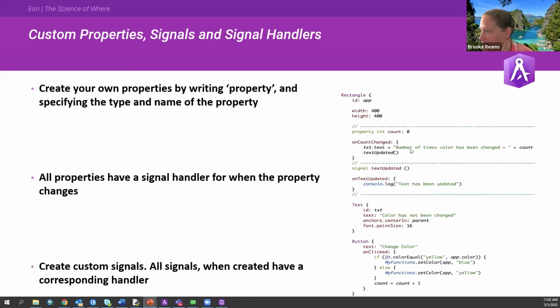And then you can also have signals. So in this case, when the text changes, there's a signal called text updated. That signal was defined here and is called within our count change signal handler. When that signal is called, we're writing out to the console, "text has been updated." So this is a really simple sample to show that you can create your own custom properties and signals, and that properties all by default have a signal handler for when that property changes.